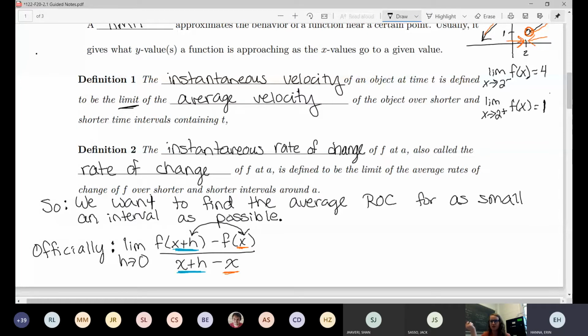Because if h is really, really close to 0, then f of x plus h is really, really close to f of x. I'm essentially making these 2 points obnoxiously close to each other. So that's what it means by the limit of these average rates of change over shorter and shorter intervals. We're essentially forcing these 2 points in the average rate of change to be as close as possible. So let me draw my picture to say that as well. I'll leave this up for 5 more seconds if someone's trying to write it down. Drink some water.